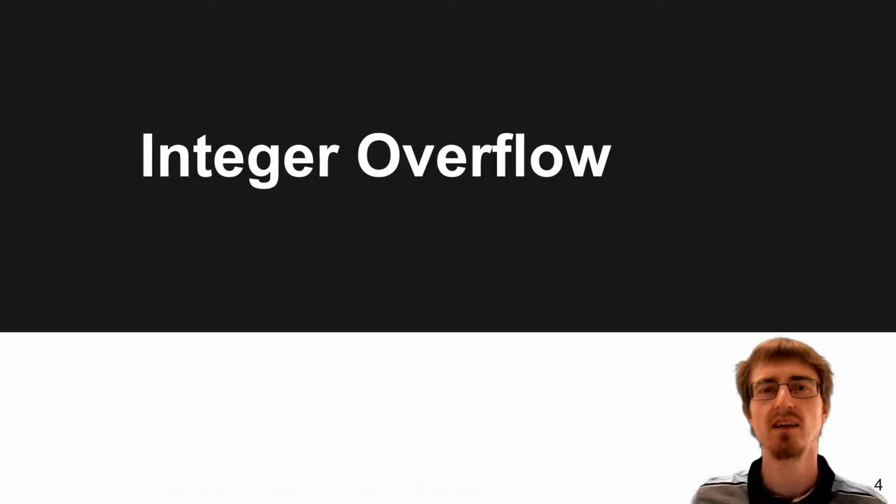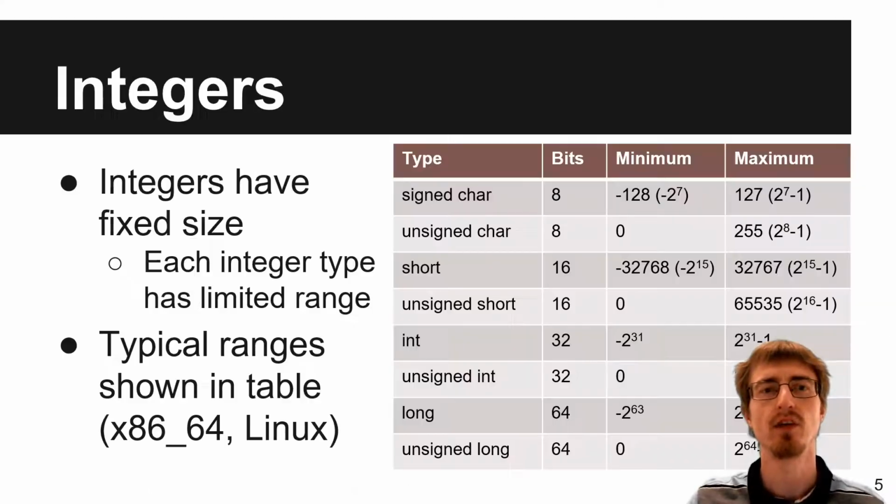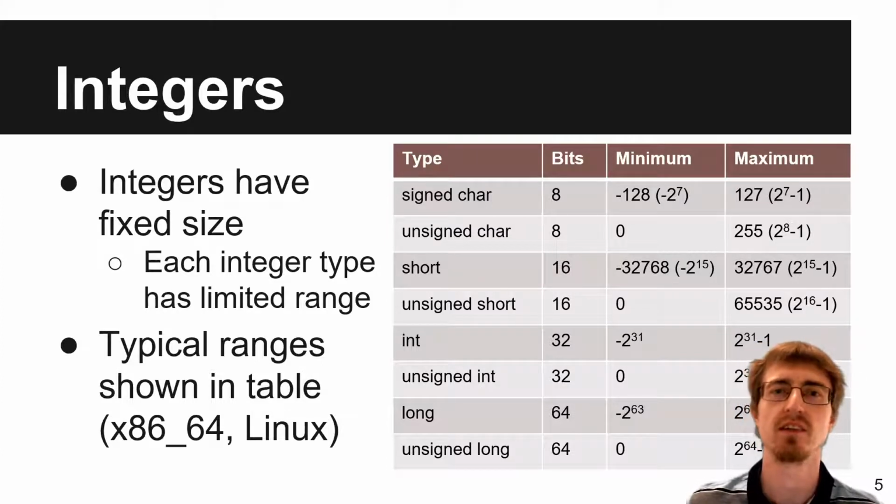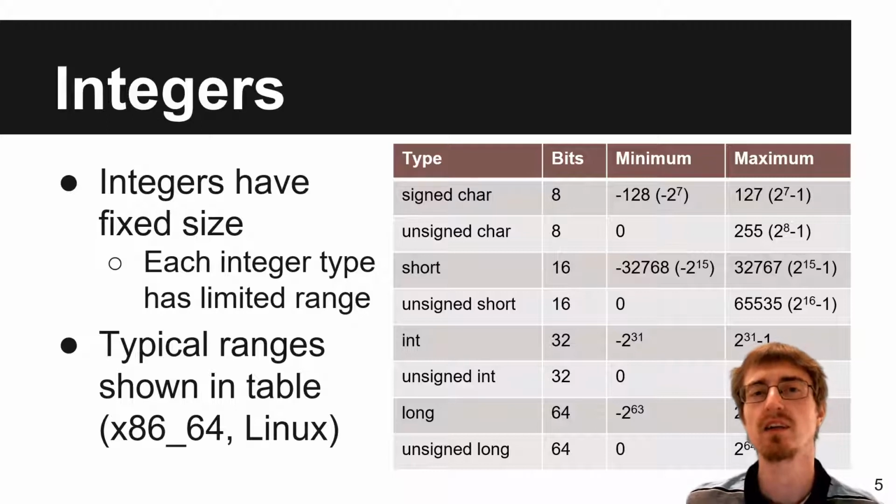Hi there, this lecture is about integer overflows. So, what can we say about integers that is relevant for security? Well, integers have a fixed size. This is convenient, of course, but it also means that each integer has a limited range. So, question is, what happens when we go outside this range? It turns out in many cases this is actually responsible for security vulnerabilities.